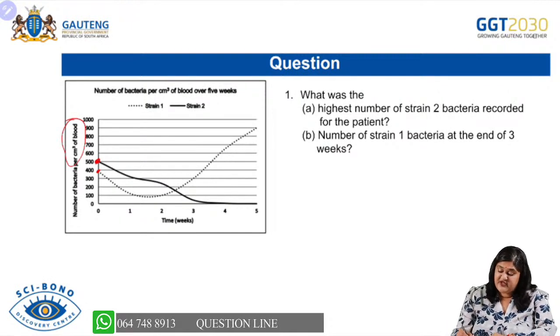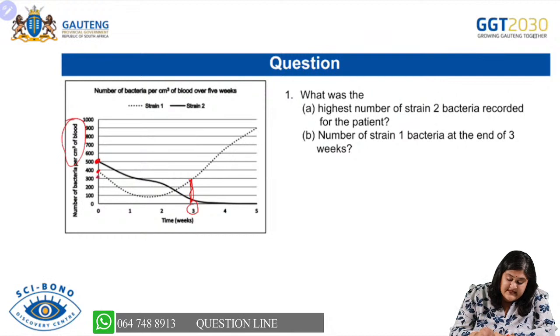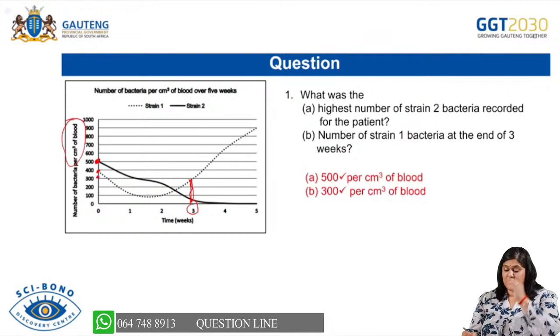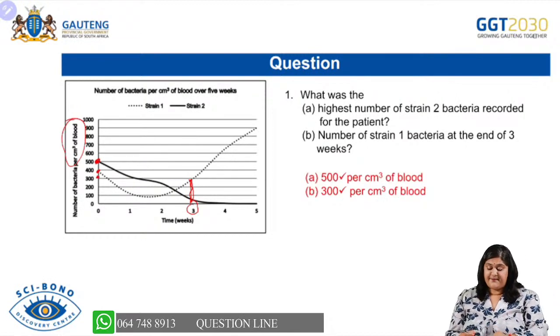The number of strain 1 bacteria at the end of 3 weeks. So we go here to 3 weeks. You use your ruler and you draw up until you get to the point on the dotted line, and you read off over there. It is 300 centimeters cubed of blood.